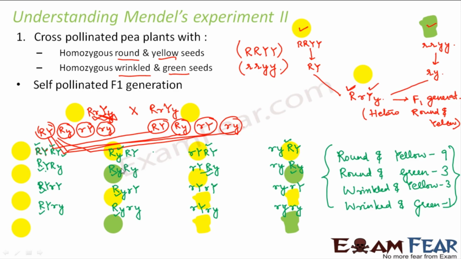Now with the help of these two sets of experiments, Mendel arrived at the principles of inheritance. Now we will see how Mendel arrived at the principles of inheritance. So let us look at Mendel's observation. So what did he first observe from these two experiments?